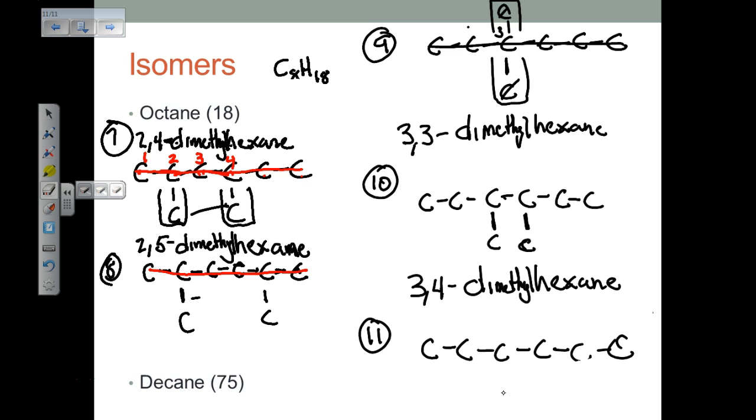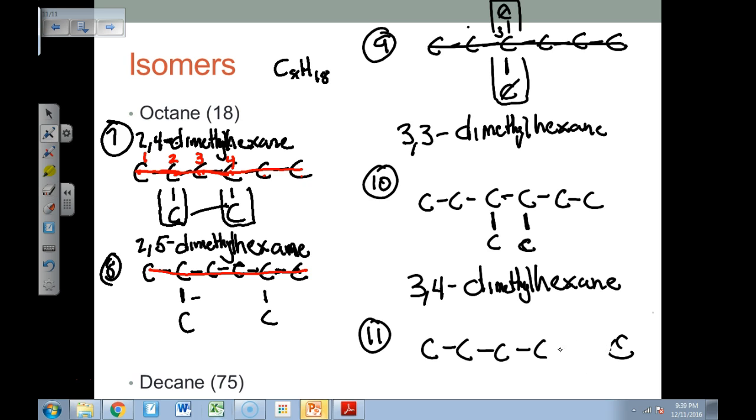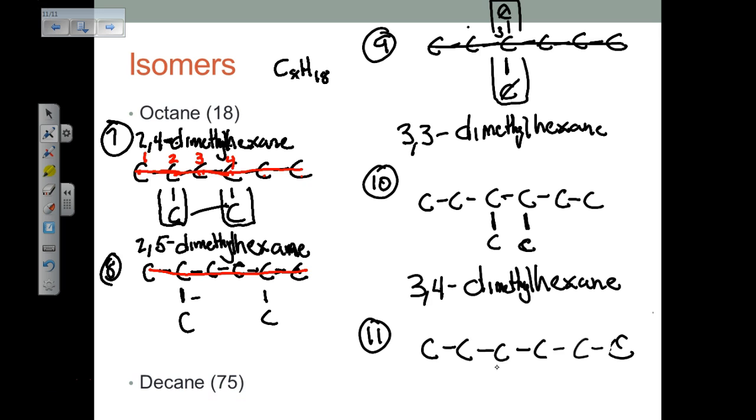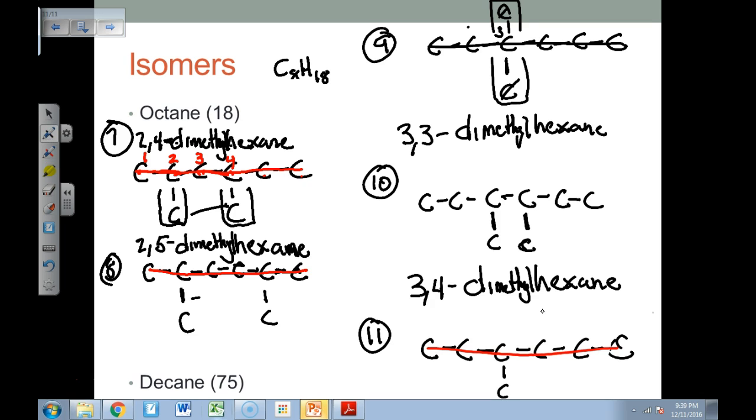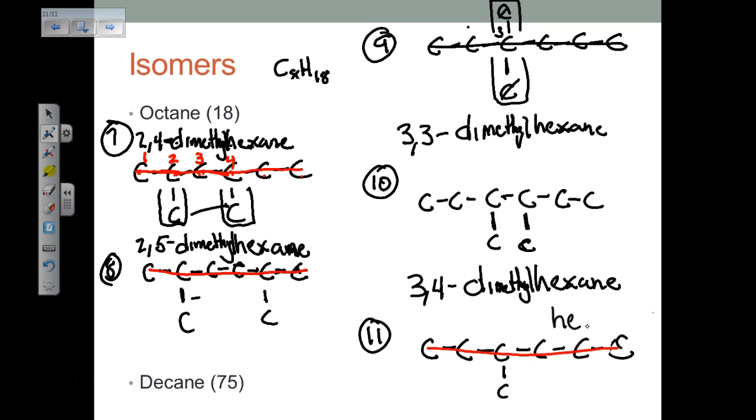But now we can do something even more interesting. Instead of having two methyls, what if I put both carbons on the same chain? Now again, what's our longest carbon chain? 6 carbons. That's a hexane.